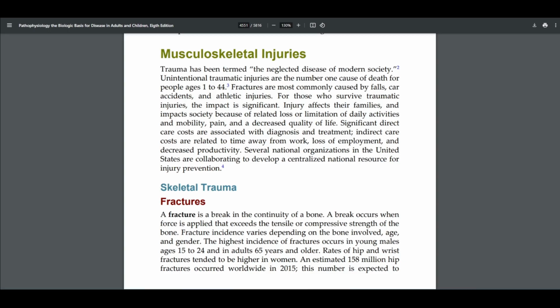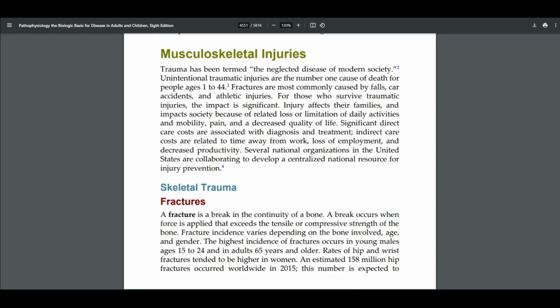Musculoskeletal injuries. Trauma has been termed the neglected disease of modern society. Unintentional traumatic injuries are the number one cause of death for people ages 1 to 44. Fractures are most commonly caused by falls, car accidents, and athletic injuries. For those who survive traumatic injuries, the impact is significant.